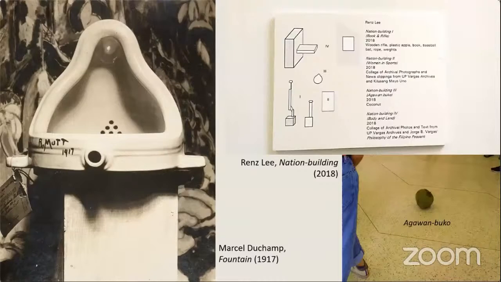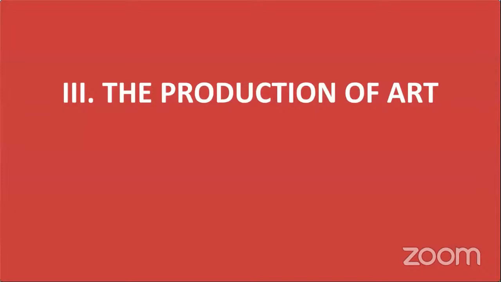Another example, outside the context of the art world, Renz Lee's Agawan Buko, part of his nation-building installation, is just an ordinary coconut. In an unfamiliar setting, these changes in our ideas of what makes art art lead to Topic 3, the production of art.